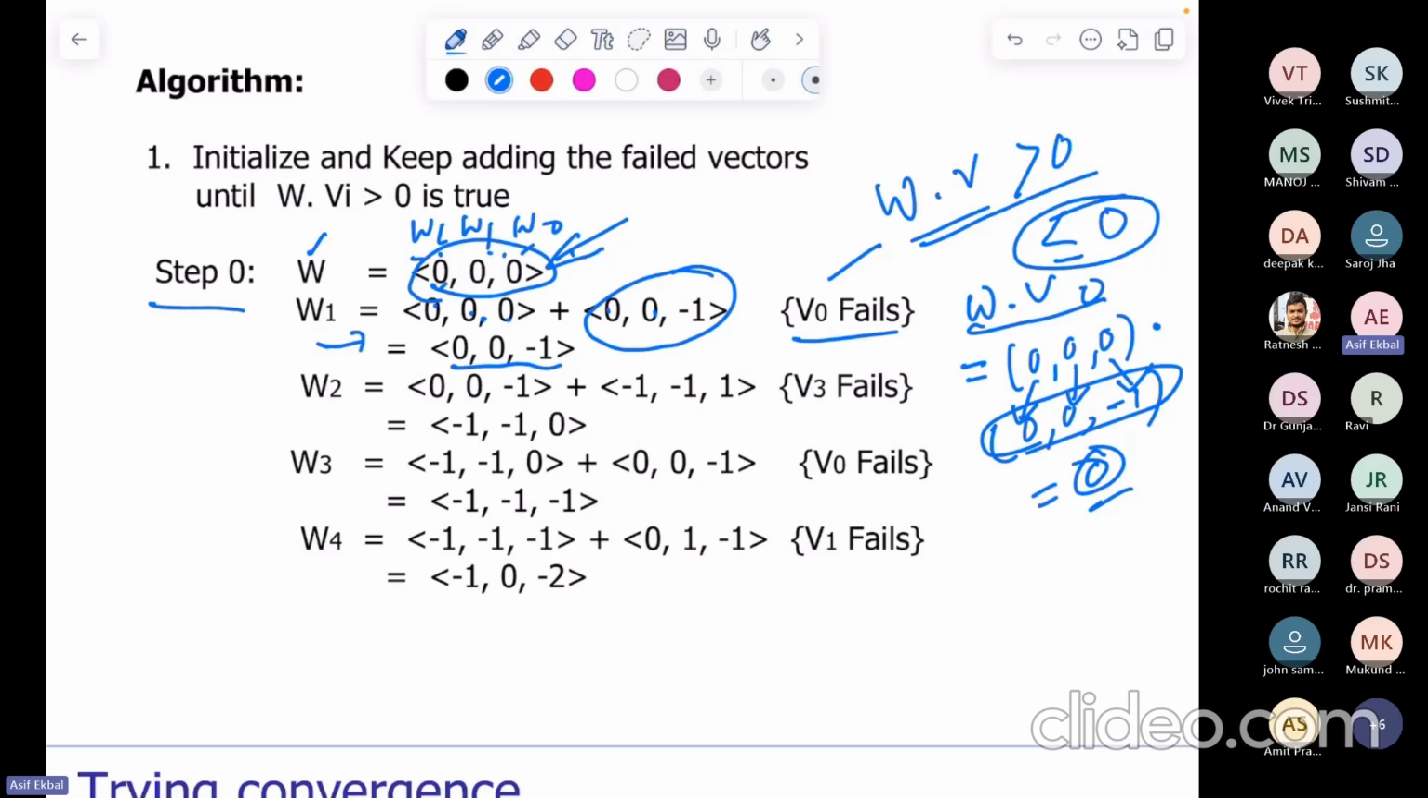Again, you start from the beginning. What do you mean by starting from the beginning? Now W1 into V0 you compute. What is your W1 now? Let's say 0 0 -1, and V0 is what? 0 0 0, right?